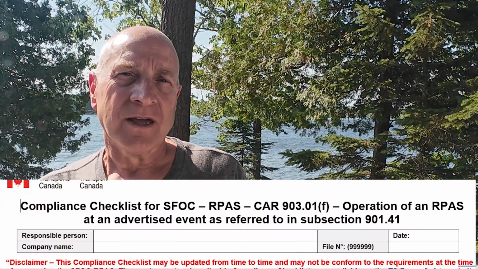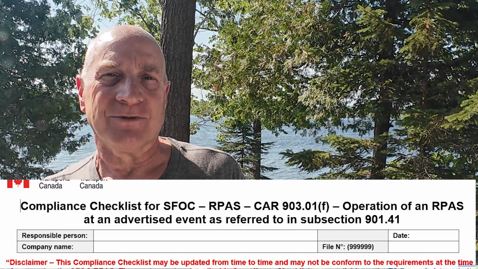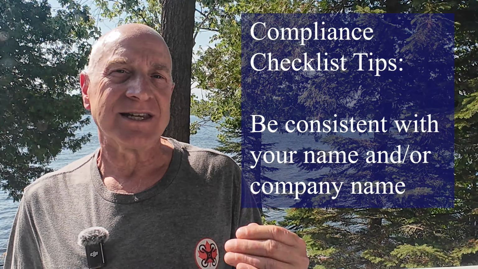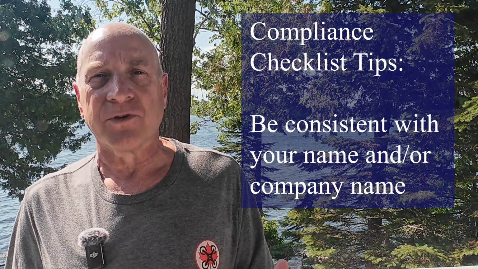The second form you need to fill out and send in with your application form is the compliance checklist. At the top of the form, a couple of things to note. First of all, be consistent with how you put your name or company. Transport Canada assigns you a 6-digit file number when you do your first SFOC, and this file number sticks with you over the years.